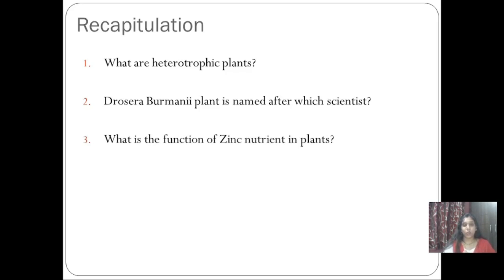The third question is, what is the function of zinc nutrients in plants? You should think hard. Correct. The production of hormones and their intermediates. That is the function of zinc nutrient in plants. The last question is, what are the three types of nutrition in animals? We have just done it. The three types of nutrition are holozoic nutrition, saprozoic nutrition, and parasitic nutrition. You need to remember this.